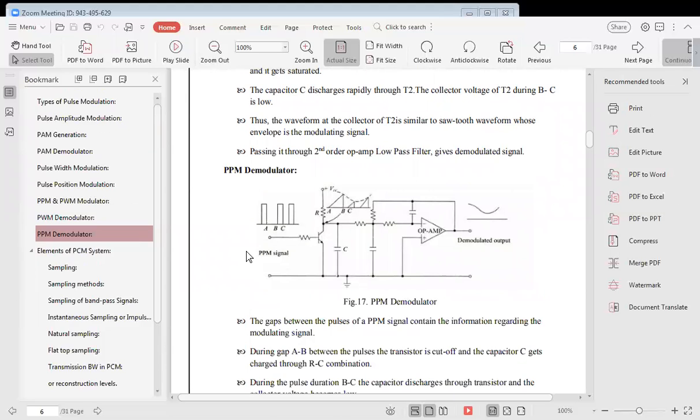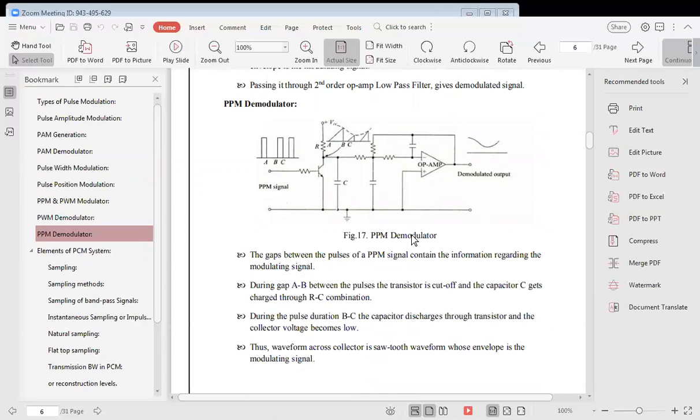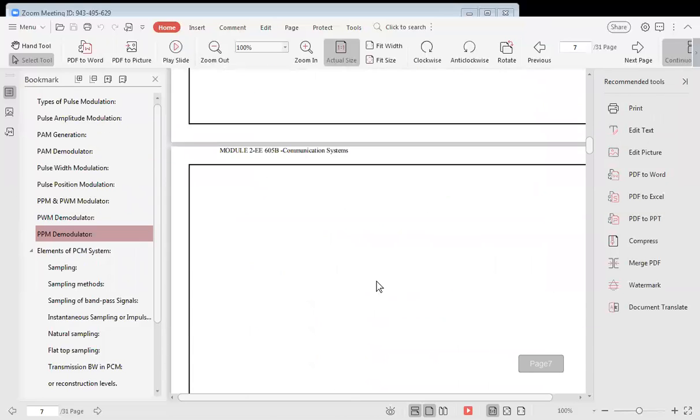In the same type of circuit, PPM is applied to the base of the transistor, then another op-amp based circuit, and we get the demodulated output. Here is some basic description of the PPM demodulator.